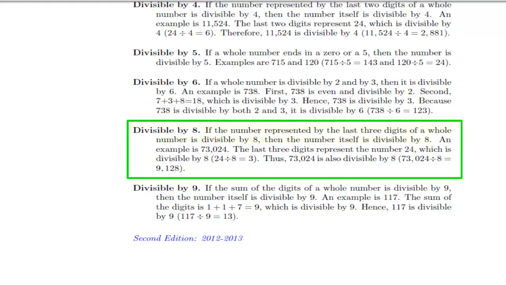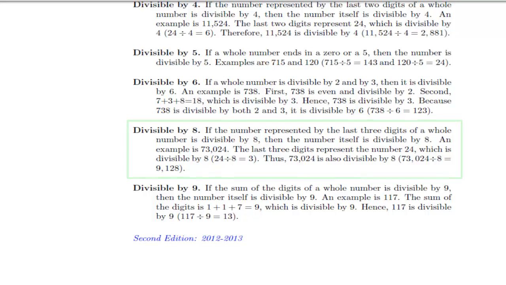Divisible by 8. If the number represented by the last three digits of a whole number is divisible by 8, then the number itself is divisible by 8. An example is 73,024. The last three digits represent the number 24, which is divisible by 8. 24 divided by 8 equals 3. Thus, 73,024 is also divisible by 8. And 73,024 divided by 8 equals 9,128.